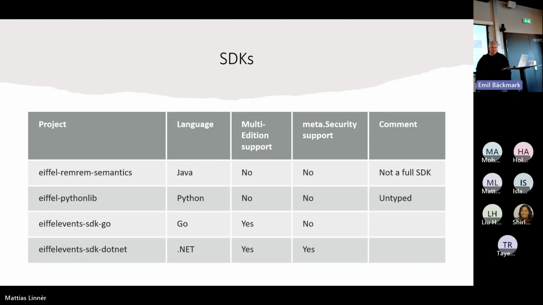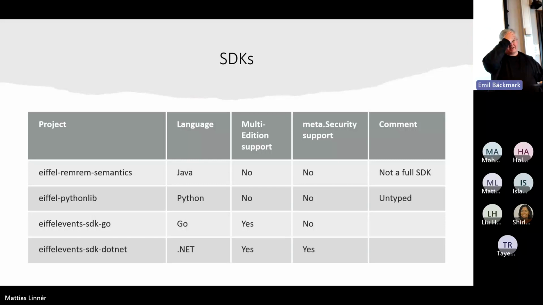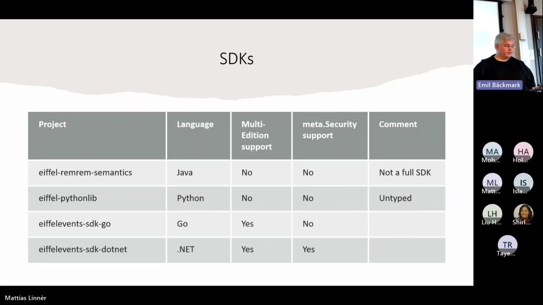So about SDKs, we've got four of them. If we start with REM semantics, this is not really an SDK per se. It's part of the REM suite written in Java, where you can actually generate these JSONs with it. For Python, we have the Python lib, and then we have two that I call real SDKs. They were developed from the start as SDKs. So we have one for Go and one for .NET.